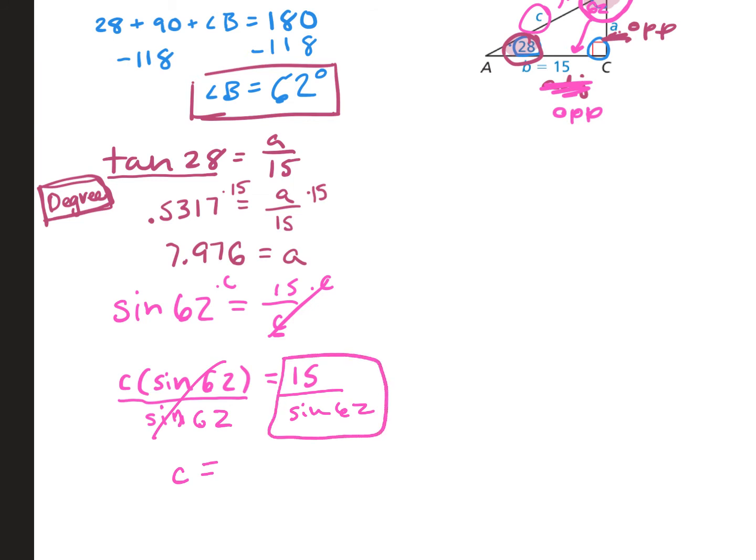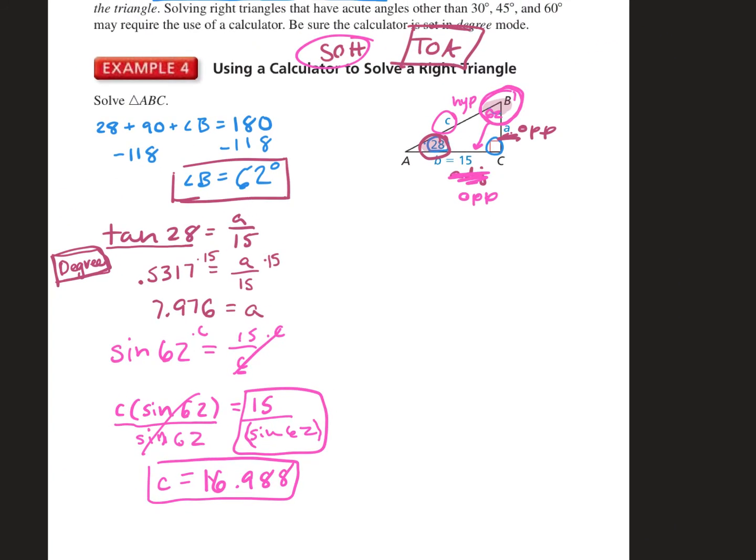Depending on what your calculator can do, most people can do 15 divided by, make sure you put sine of 62 into parentheses if you're going to put it all into your calculator at once. So when we put it into our calculator, we get 16.988. I'm doing it on my phone calculator, which may be a little bit off, so if you get something close, just a couple decimal places off, you're probably right if you put it all into your calculator at once. So just be careful when rounding if you do it in separate steps.